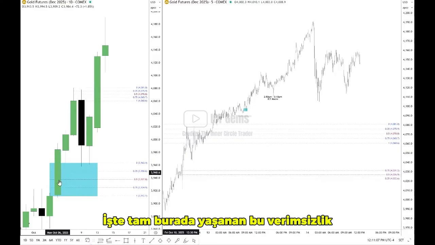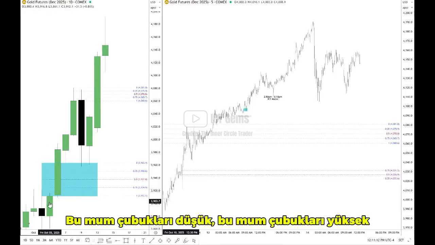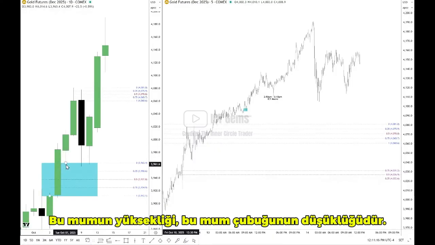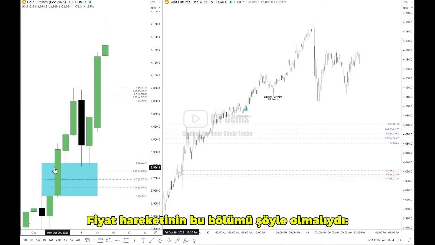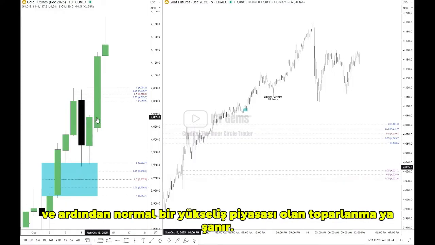When this inefficiency right here, let me move this over so you can see a little bit easier. This candlestick's low, this candlestick's high. In between those 2 points, this candle's high, that candlestick's low. This portion of price action, it should have carried the market down to at least half and then rally. That's a normal bullish market.